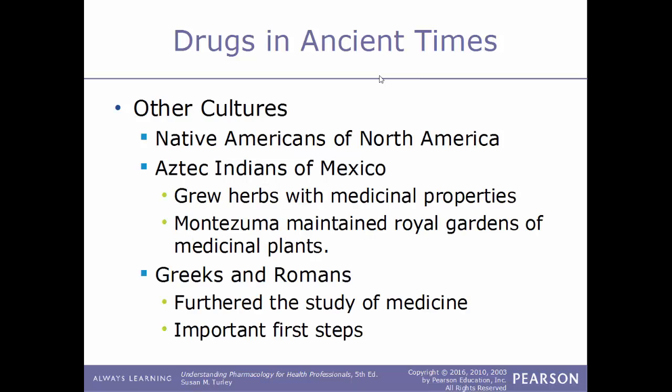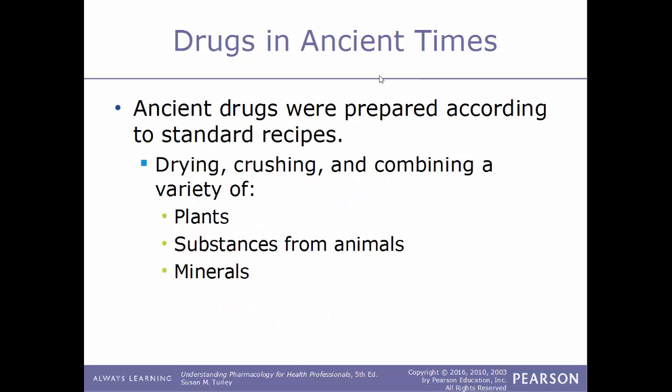Some other cultures, Native Americans, also used herbs as a way to treat disease. The Aztecs of Mexico made an effort to grow herbs with medicinal properties, and the leader Montezuma maintained royal gardens of medicinal plants. And the Greeks and Romans helped to further the study of medicine, not only pharmacology, but all branches of medicine. Ancient drugs were prepared according to standard recipes, by drying and crushing and combining a variety of plants and substances from animals and minerals.